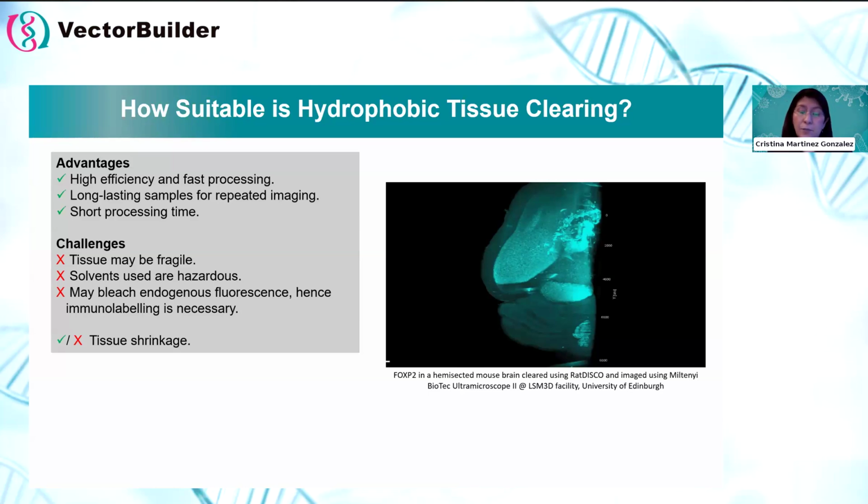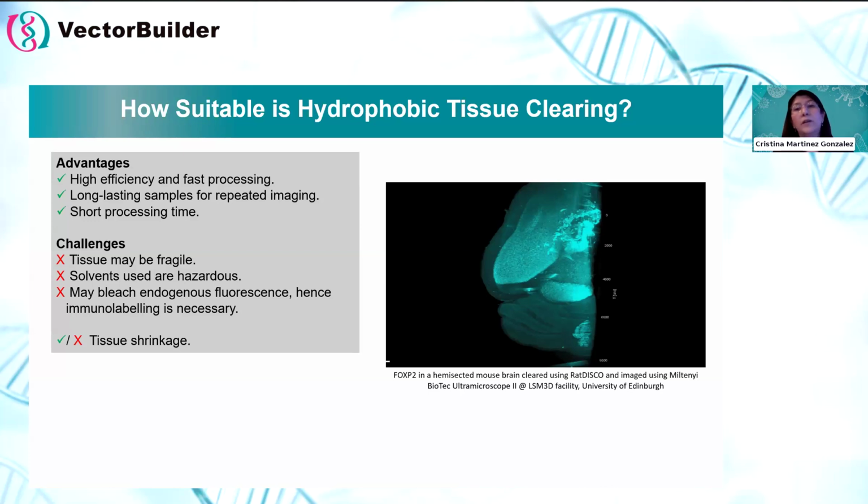And this kind of methodology often will destroy the endogenous fluorescence. So if you have transgenic mice and you clear them, the fluorescence will die. Basically, you need to use an antibody step to bring back that fluorescence labeling, and that fluorescence will last forever, which normally is not a problem.